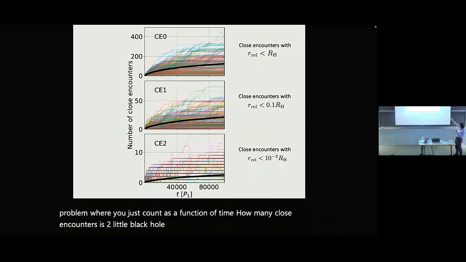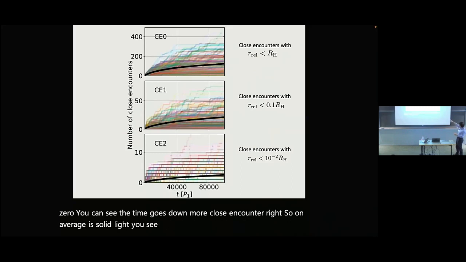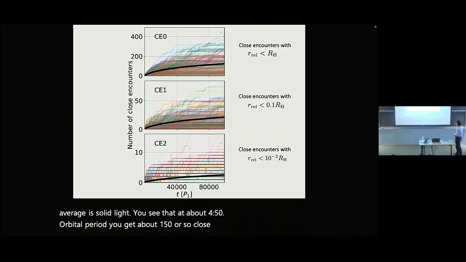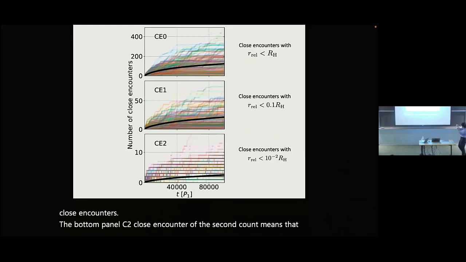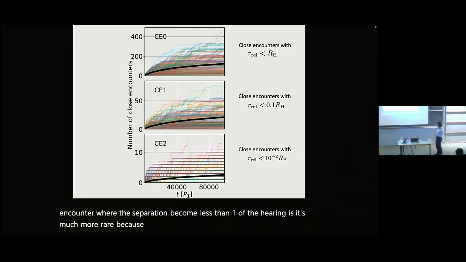Initially you start with 0, and as time goes on you get more close encounters, right? On average, in the solid line, at about 10 to the 5 orbital periods you get about 160 or so close encounters. So these are recurring close encounters. The bottom panel, CE2, close encounter of the second kind, means a close encounter where the separation becomes less than 1% of the Hill radius. It's much more rare, of course, infrequent. In 10 to the 5 orbits, you only have, on average, a few such very close encounters.